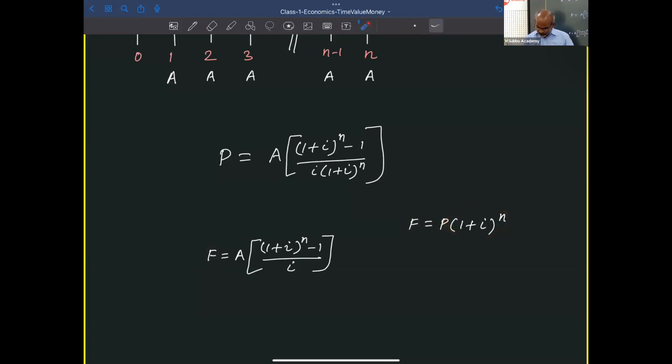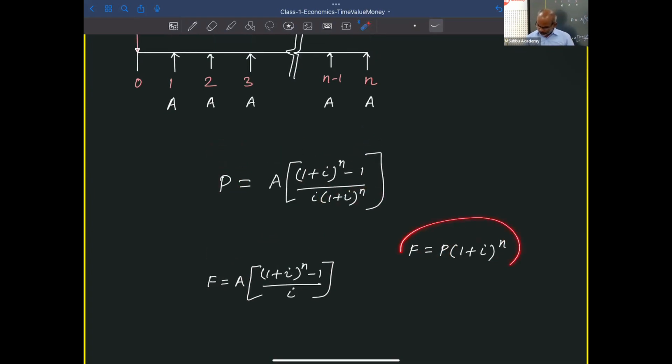So, that's the formula here, no? P equals F divided by 1 plus I to the power N. This formula is applicable for one-time payment, and these others are applicable for periodic payments.